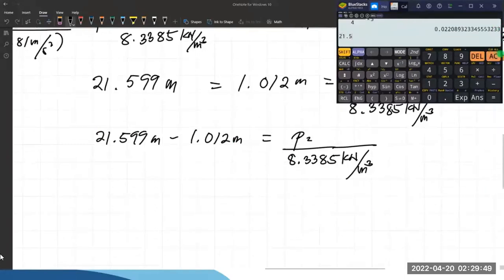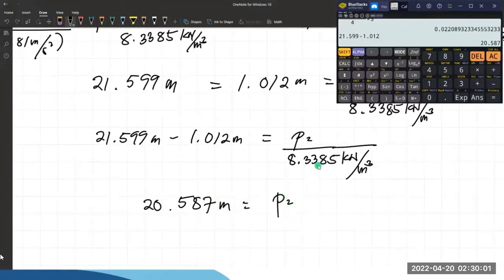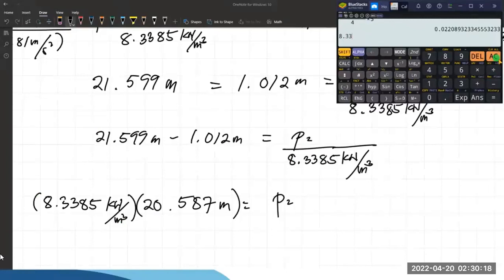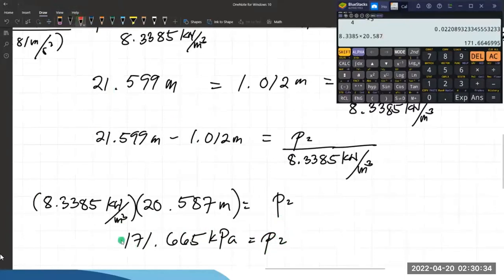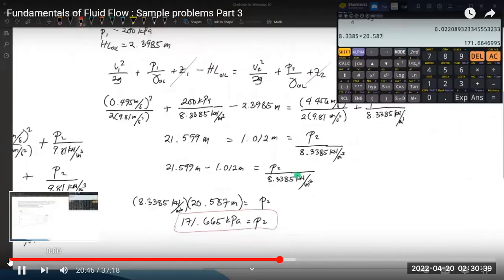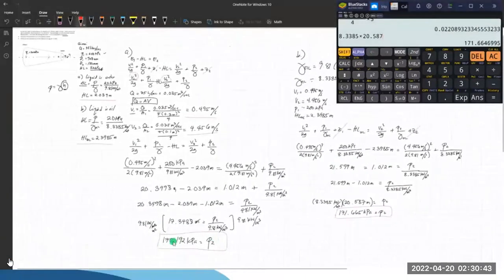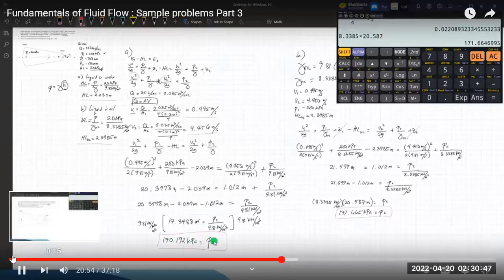Let's subtract 21.599 minus 1.012. That's 20.587 meters. Then multiply both sides by 8.3385 so that the denominator will be cancelled out. So we have 8.3385 kilonewtons per cubic meter times 20.587, which is 171.665 kilopascal. That's the pressure at point 2 if the liquid is oil. This is the answer for letter B, and for letter A, we have 170.192 kilopascal.